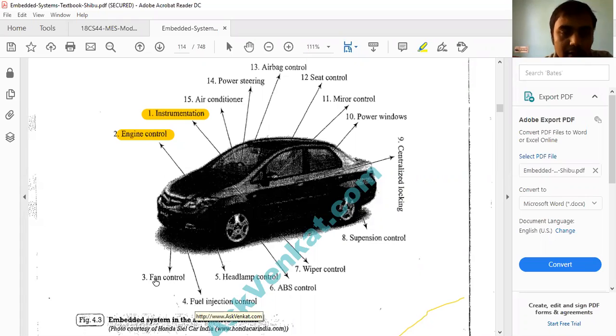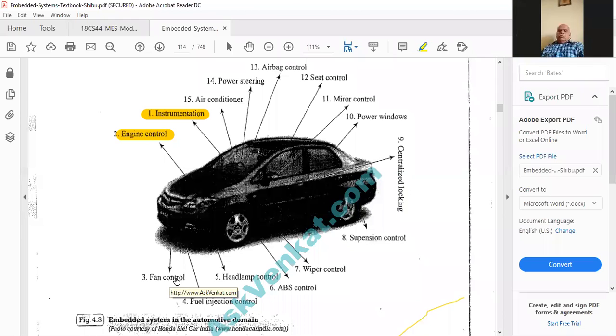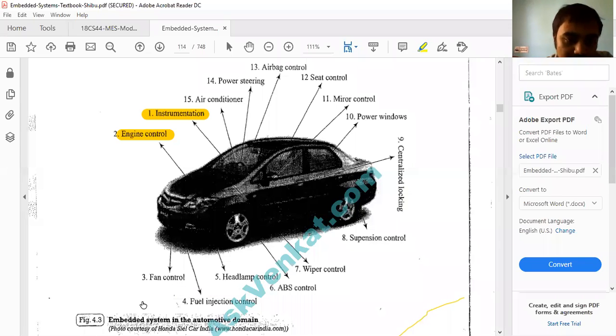Next, coming to the fan control. There are options like AC and also the fan. You can increase or decrease the speed of the fan, as well as the fan for the engine. Again, there is a fan for internal usage also. Next, the headlamp control, yes, we can control the headlamp. Next, ABS control, which we have discussed already, the anti-lock braking system. Next, wiper control, which is also part of the embedded system.